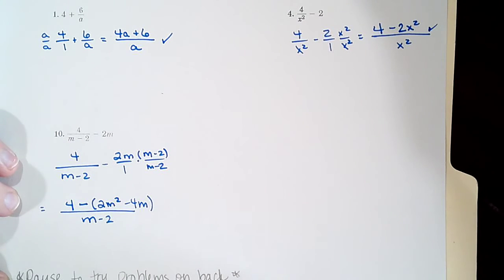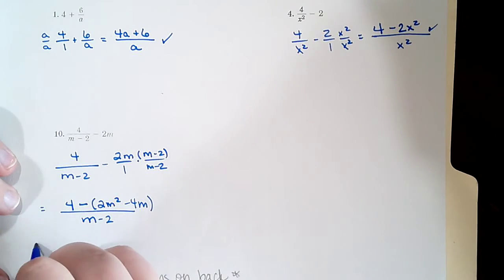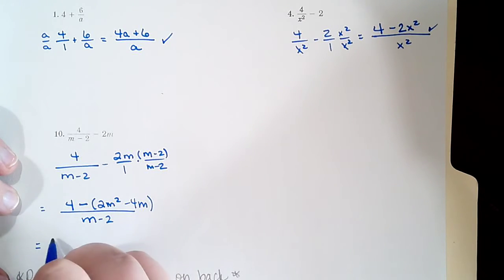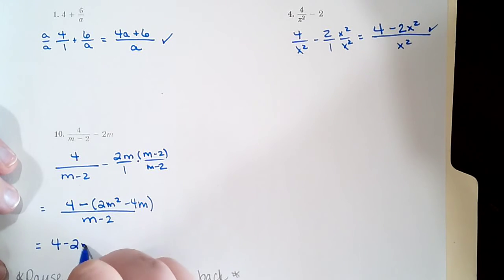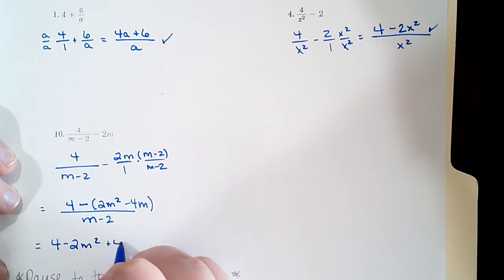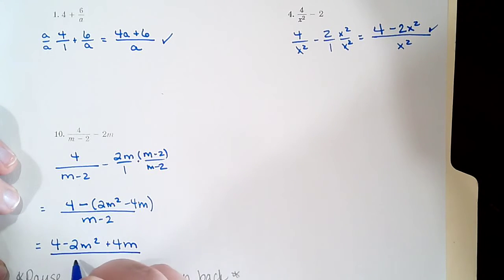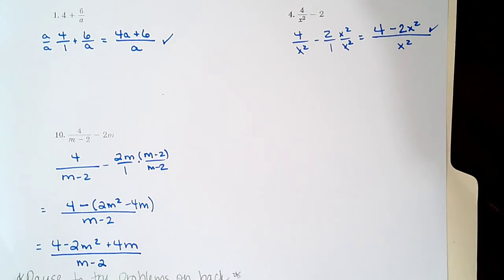In this case, it won't really simplify nicely, but I will distribute that in and get 4 minus 2m squared plus 4m all over m minus 2. Now I could rewrite this in descending order and simplify. However, as I do that, I find that it's not going to simplify the problem any differently. It's not going to change our final answer. So that is how I'm going to leave it. Just like that.